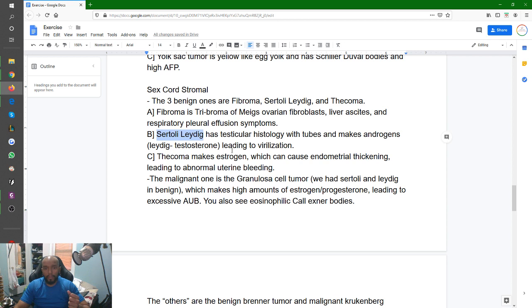The malignant sex cord stromal tumor is the granulosa cell tumor, which is the one that makes high amounts of estrogen like crazy, which is far worse than the thecoma is. And you're also going to see Call-Exner bodies, which you're supposed to remember as call granny, so call granulosa, Call-Exner bodies, granulosa cell tumors, right? Not so bad at all.